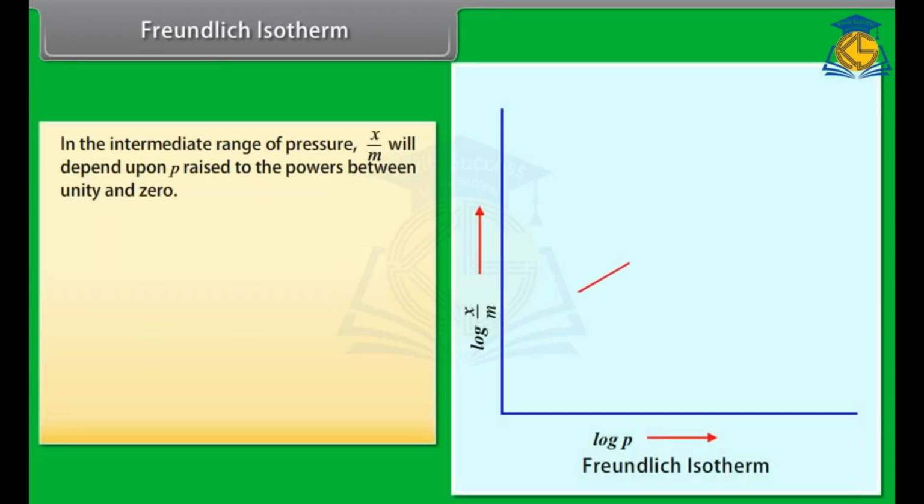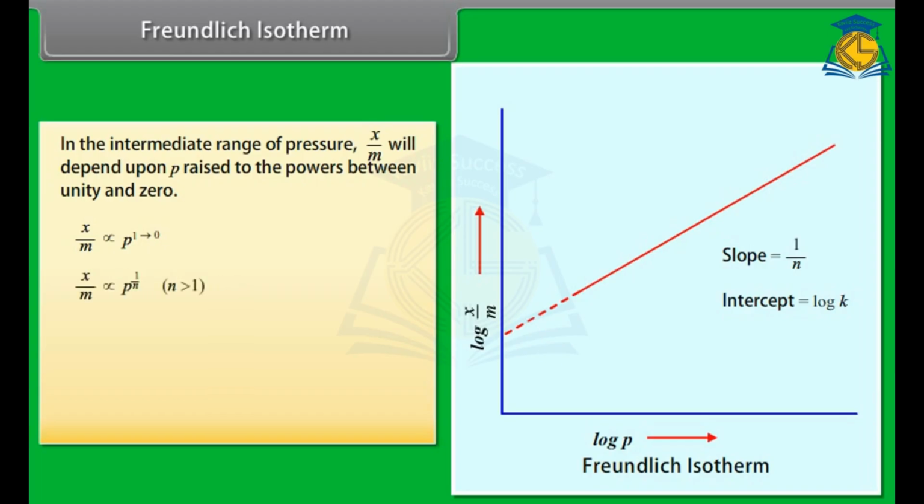Freundlich isotherm. In the intermediate range of pressure, x/m will depend upon P raised to powers between unity and 0. This can be expressed as x/m ∝ P^(1 to 0), or x/m ∝ P^(1/n), where the value of n is greater than 1. Or it can be written as x/m = k × P^(1/n).